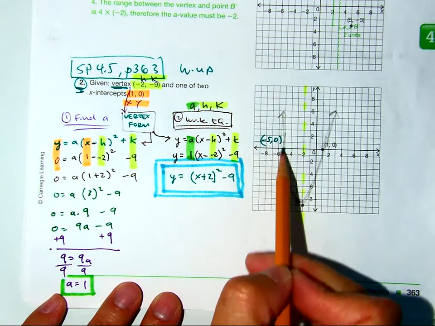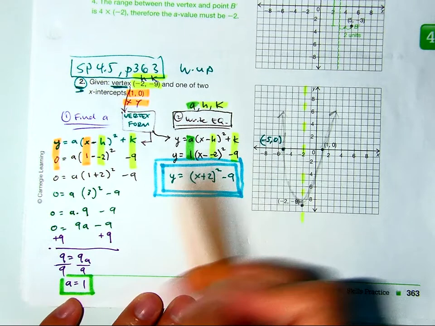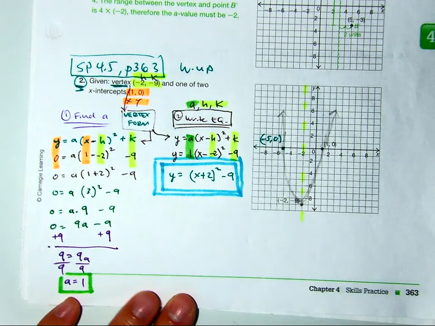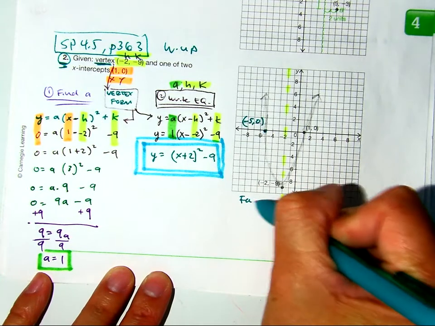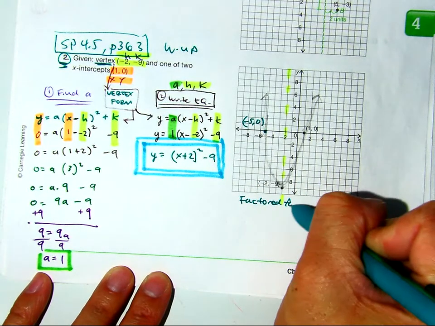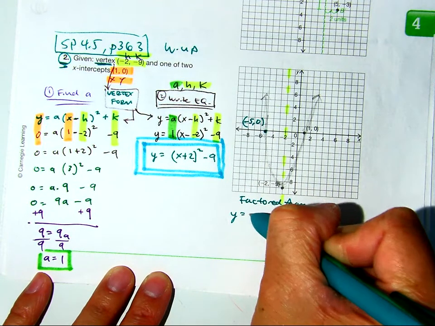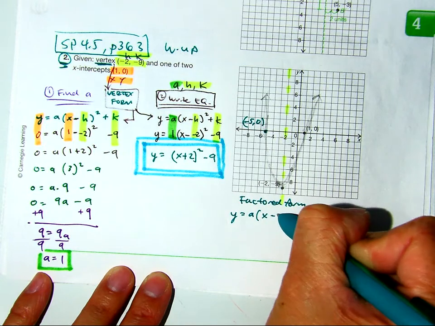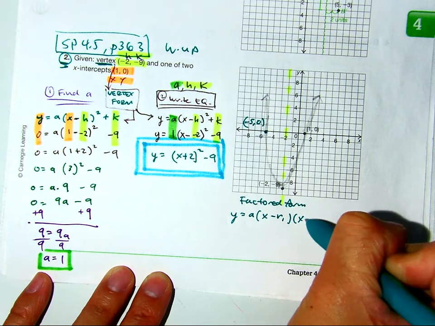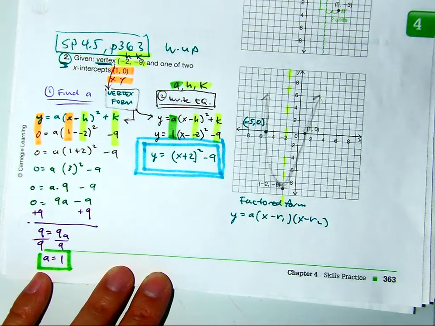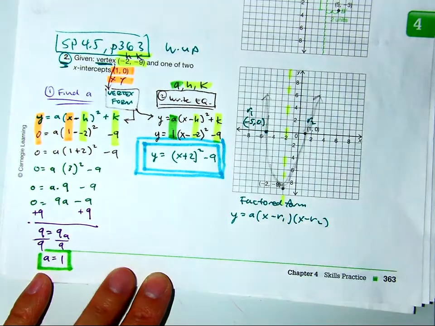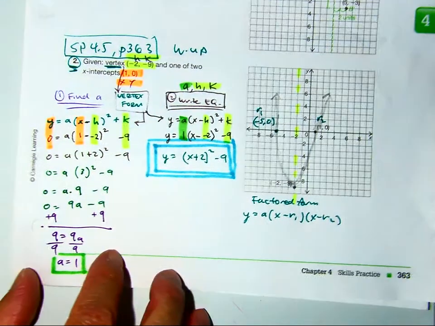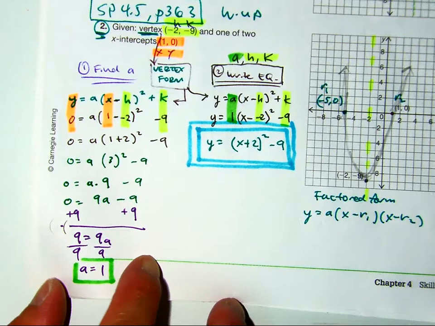So you don't actually need this point. If you wanted to, I'll just throw out the equation. You can also use factored form, by using y equals a times x minus r1 times x minus r2. And then you would just use this one as your r1 and that one as your r2 value. So this is an equation given the given information.